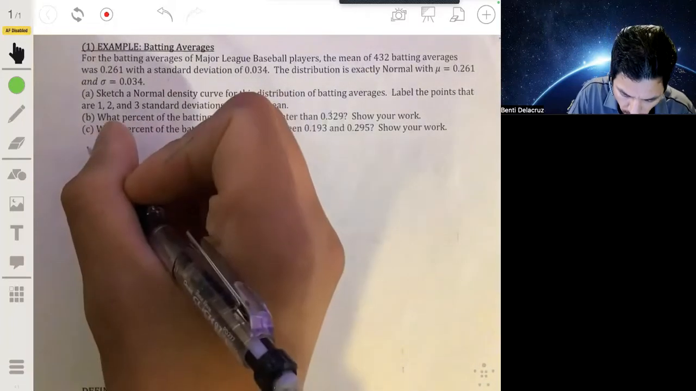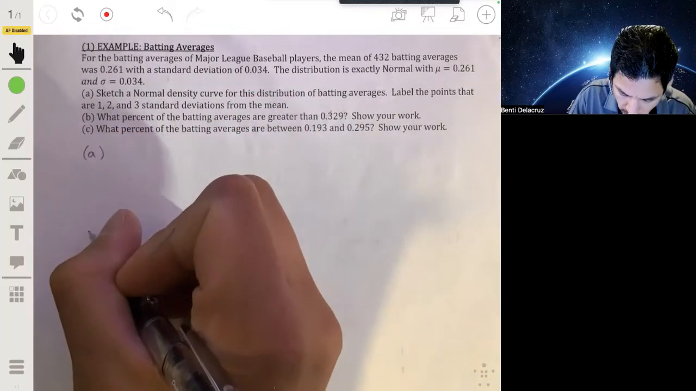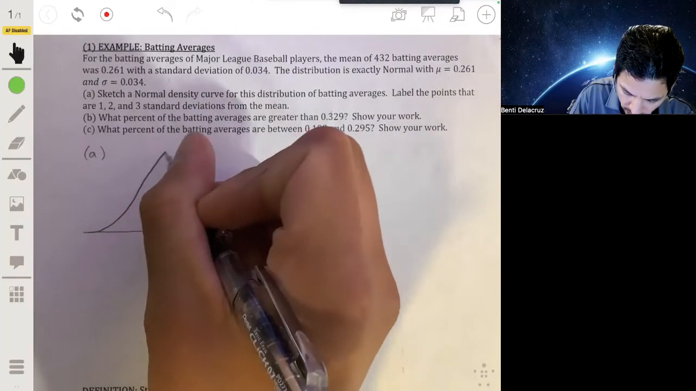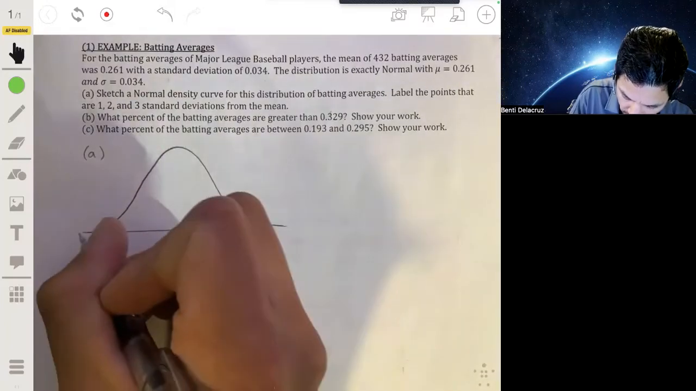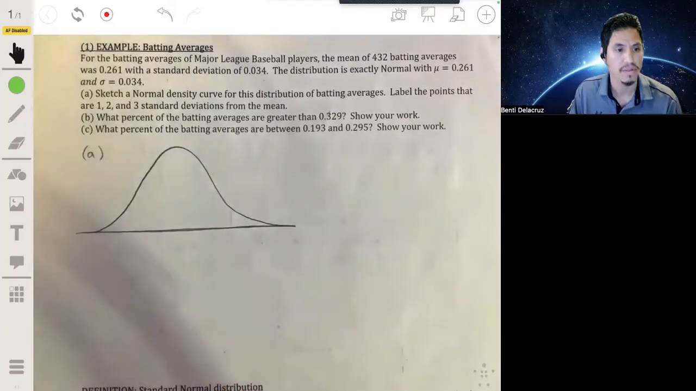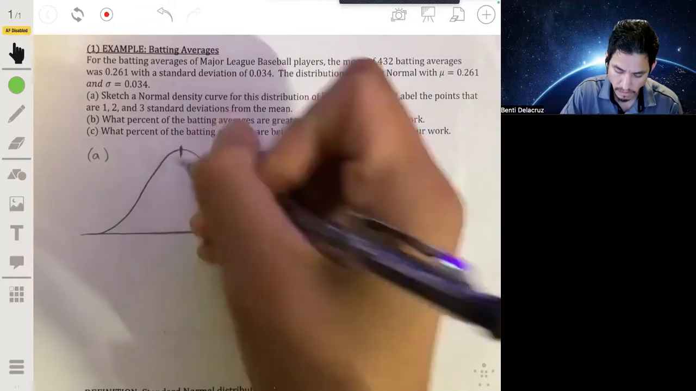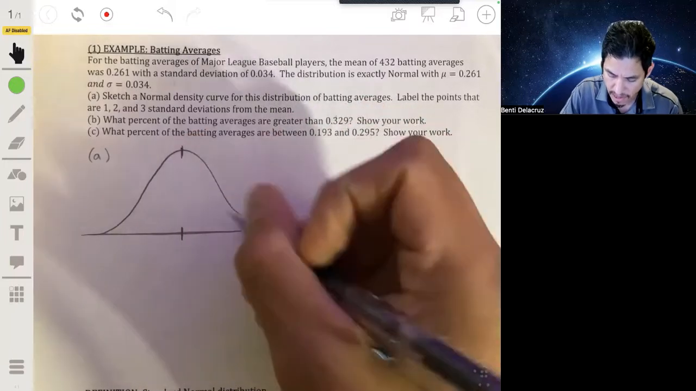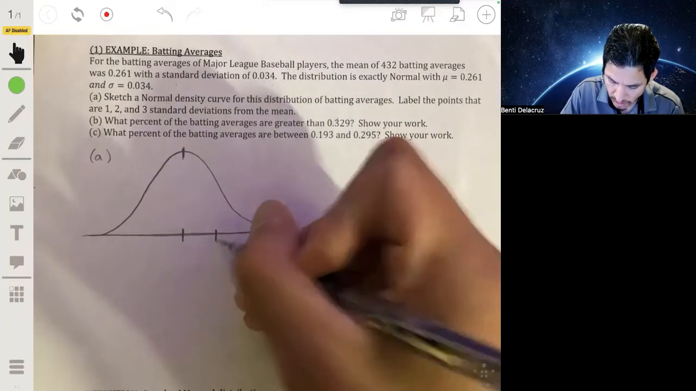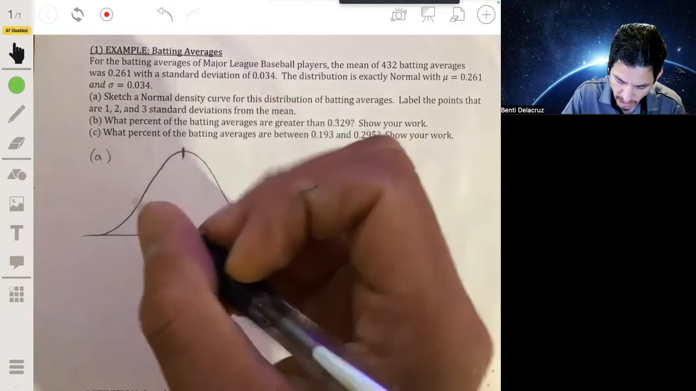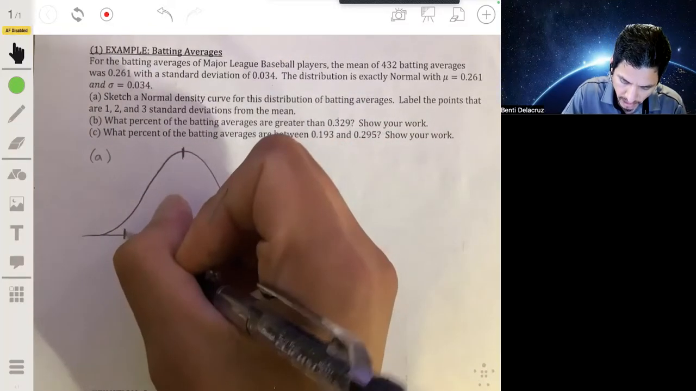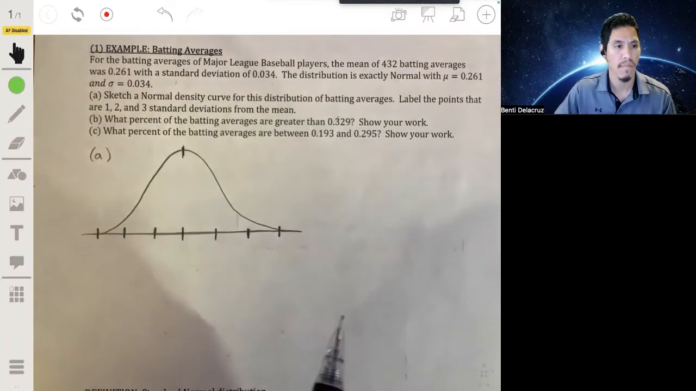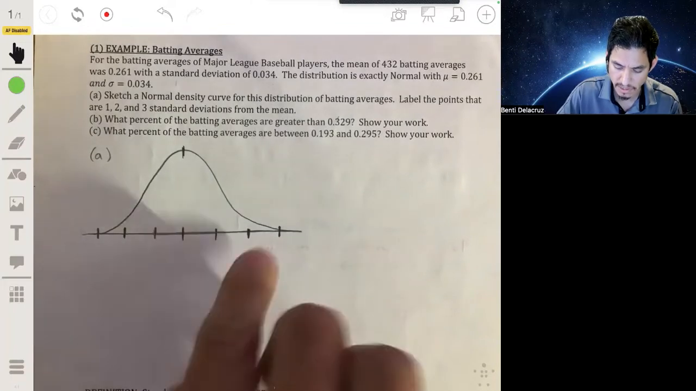Okay, so part A, we're just going to draw a sketch, and you're going to have to really practice your bell curve drawings, because you're going to be doing this a lot. So again, I always like to start at the middle, or the mean, then just sketch about 3 equally spaced lines to one side as best as you can. 1, 2, 3, say. And remember, these are standard deviations.